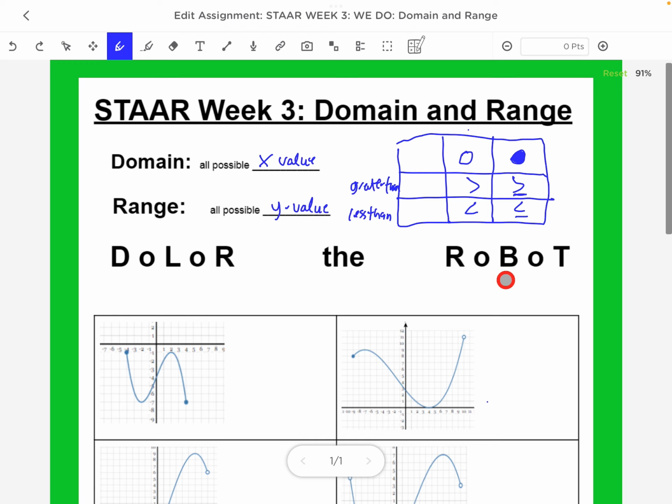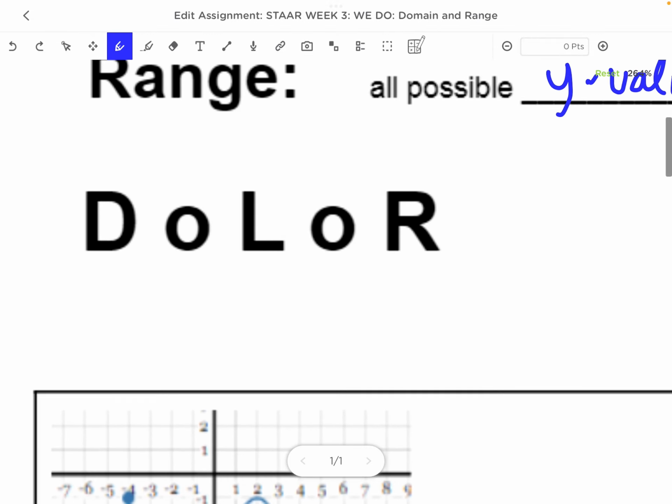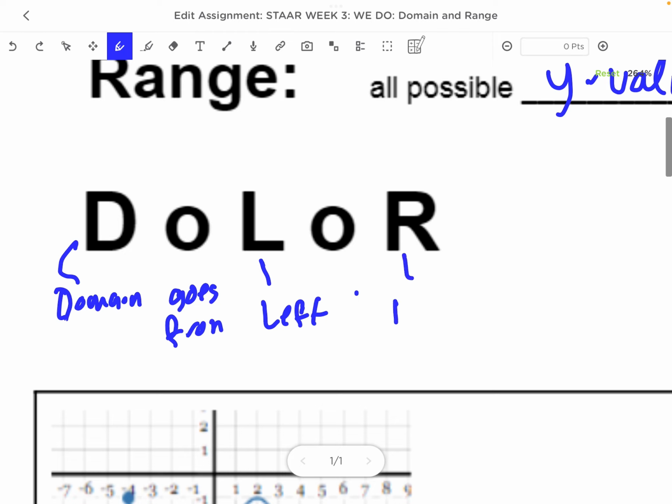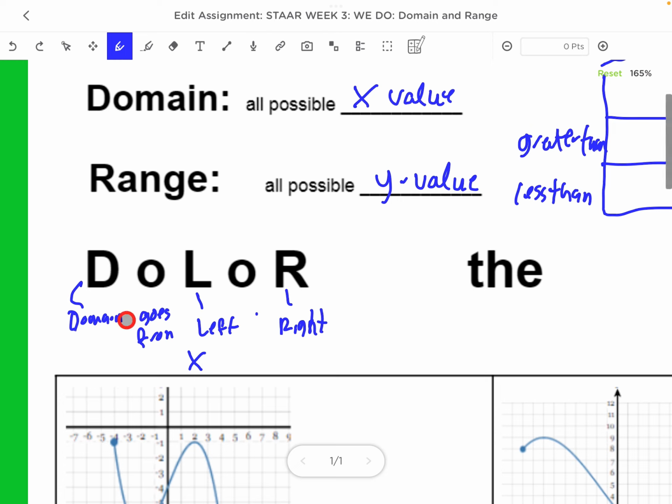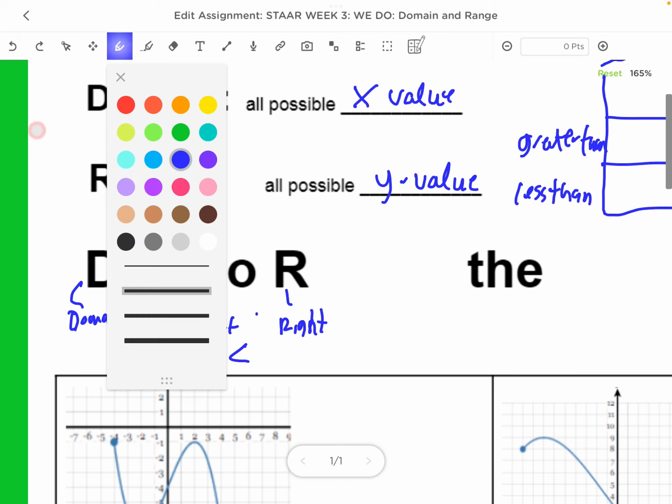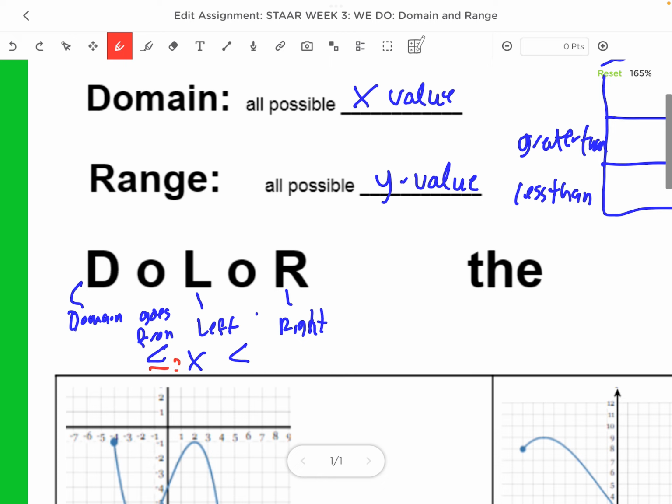And then we remember D-L-R-B-T the robot if we forget the directions of each. So the robot reminds us that D stands for domain. Okay, the domain goes from L for left to R for right. Okay, so domain goes from left to right, and our answers are always going to have that x value, right? Because we said it's going to be x values for domain, okay? We're always going to point to the left, okay? And then we decide, do we add a line underneath there or not? And then we're going to have a number over there, okay?